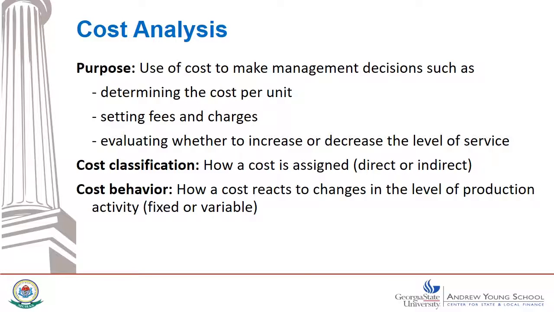Cost classification refers to how a cost is assigned. A cost can be classified as either direct or indirect. It helps to refer to the total cost, which is a combination of both. Cost behavior is how a cost reacts to changes in the level of production activity. As we will see, those costs are generally either a fixed cost that doesn't vary with the level of service, or a variable cost that does vary with each unit of service.